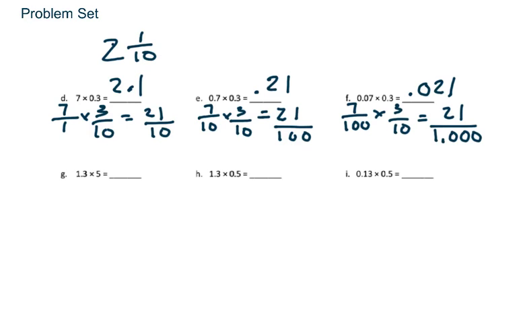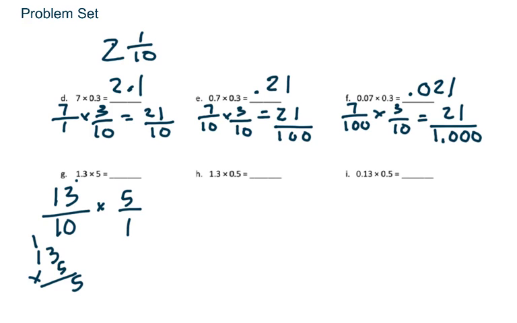Okay, next, 1 and 3/10 times 5. So we're going to change 1 and 3/10 to 13/10 times 5. We're going to put that 5 over 1. So we have 13 times 5 is 15. Carry the 1. 5 times 1 is 5, plus 1 is 6. So that gives us 65/10.